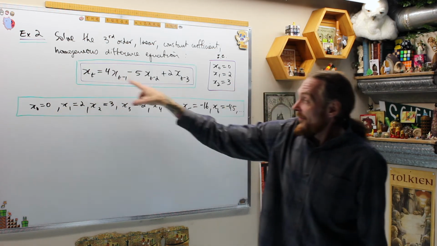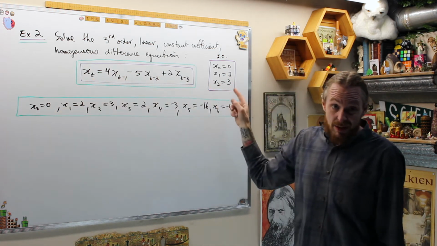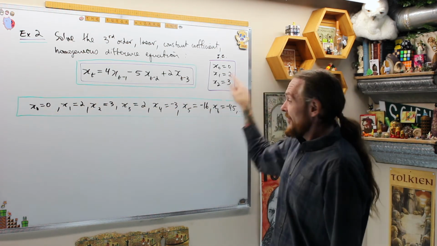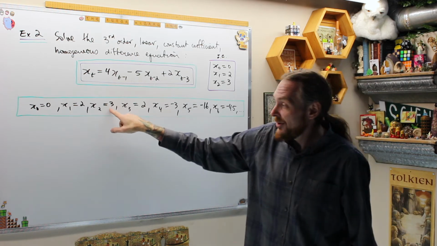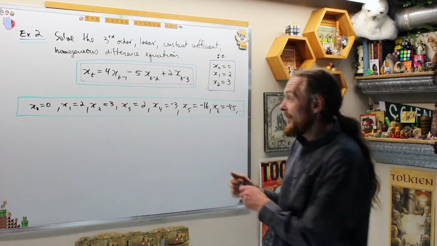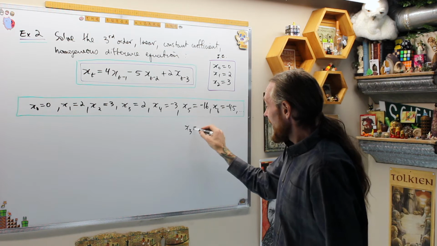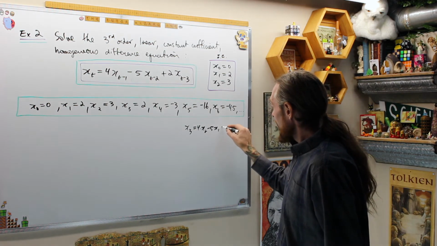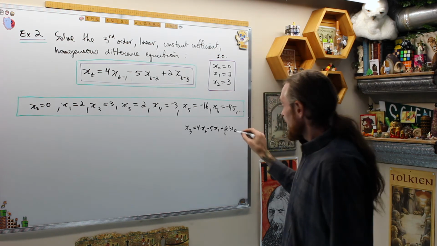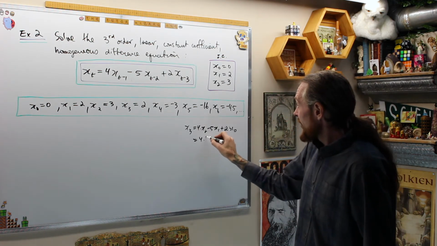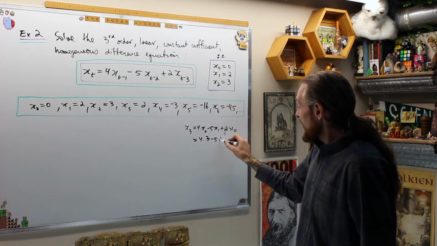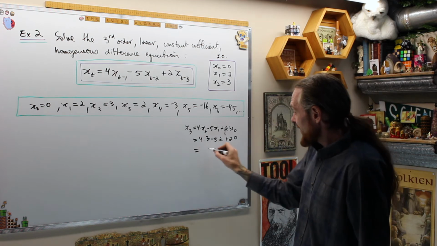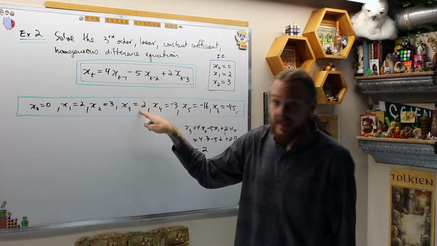Well, from the definition of the difference equation, the recurrence relation, we have that x_0 is 0, x_1 is 2, x_2 is 3. The first 3 are not too bad, those were given. How do I compute this one? x_3 now is what I just said, 4 times x_2 minus 5 times x_1 plus 2 times x_0. And that's going to be 4 times 3 minus 5 times 2 plus 2 times 0, which is 12 minus 10, which is 2. And that's why I get x_3 is 2.